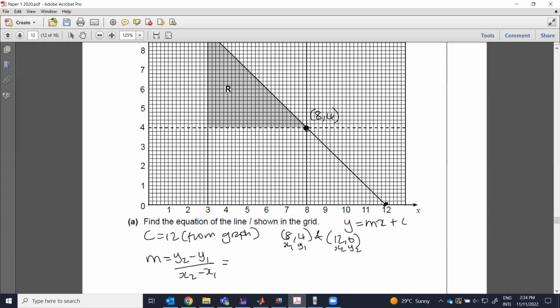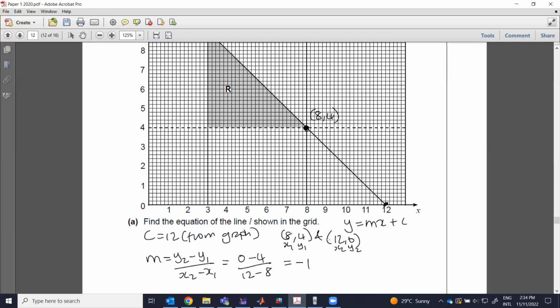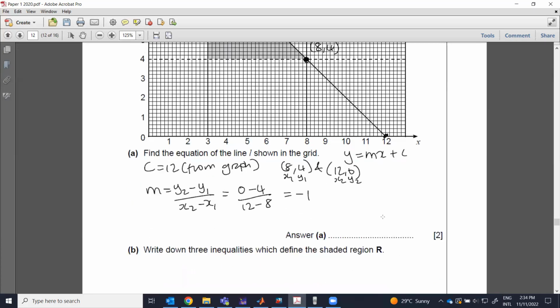So this is 0 minus 4 over 12 minus 8. So this you can do on your calculator. 0 minus 4 over 12 minus 8. And this is negative 1. Okay, so that is my gradient m. So now that I know what m and c are, I just substitute them here. So y is equal to negative 1x, or just negative x, plus c, which is 12. Okay, then that is the equation of my straight line.